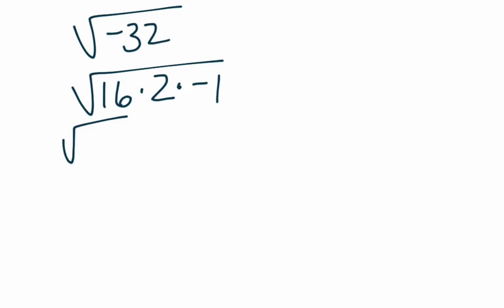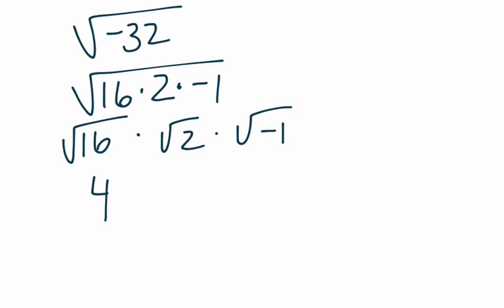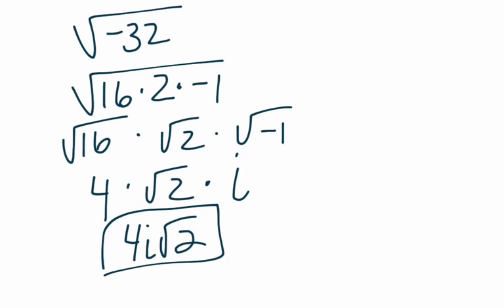Break this up. The square root of 16, oops, that's messy, square root of 16 times the square root of 2 times the square root of -1. Square root of 16 is 4, just 4, no square root, times the square root of 2, and the square root of -1 is i. And then what I'm going to do is bring the i around to the other side. So my answer would be 4i root 2.